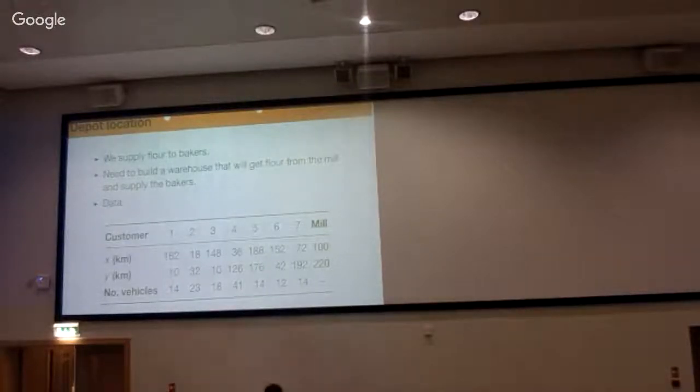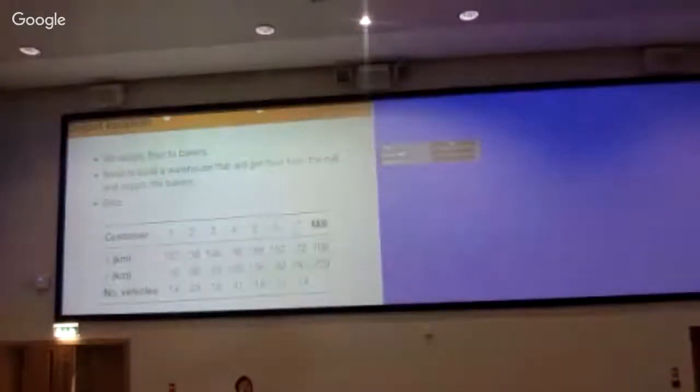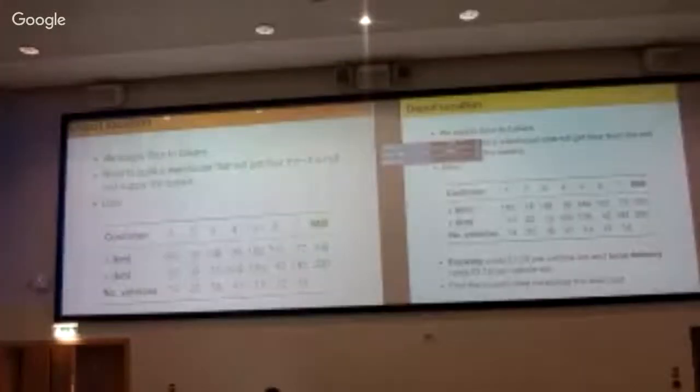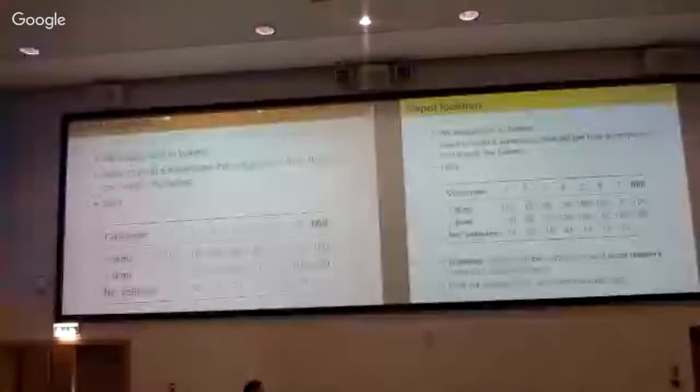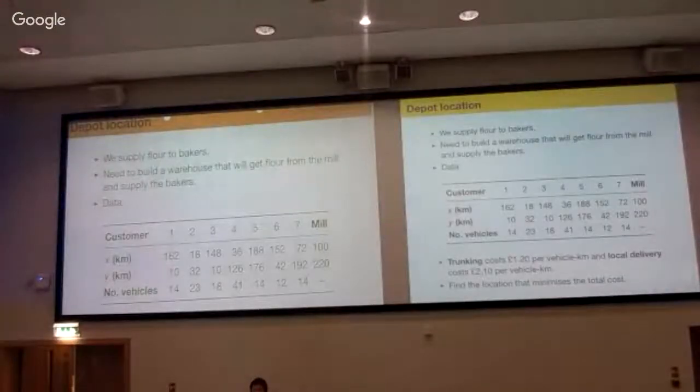And we are assuming in this model that we can build the warehouse anywhere we want on a Euclidean plane. So what we're looking for is the coordinates in the plane where we want to build our warehouse in order to minimize the transportation costs. Okay, question clear?